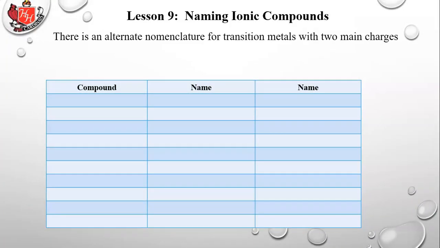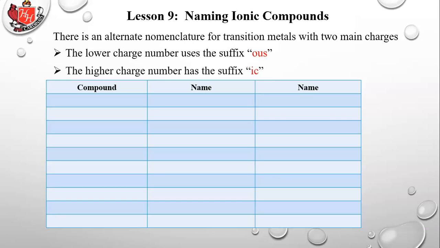There is an alternative nomenclature. Nomenclature means naming system for transition metals with 2 main charges. The lower charge number uses the suffix -ous. The higher charge number uses the suffix -ic. Now I'm going to tell you these are kind of old-fashioned. You won't see these names much, but you could come across them. So let's just go over them here.